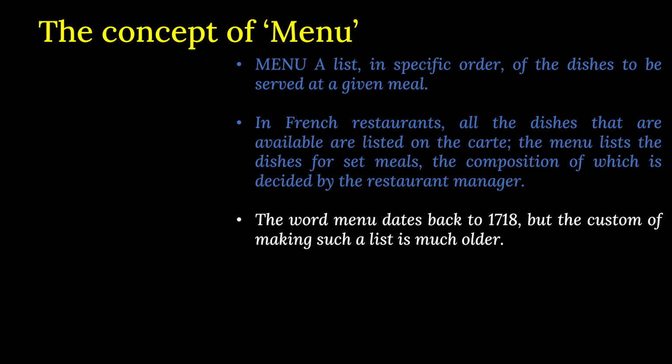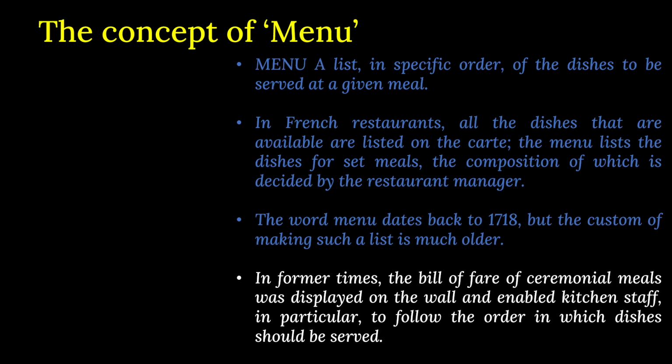The word menu dates back to 1718. You can well imagine how old it is, but the custom of making such a list is much older. In former times, the bill of fare of ceremonial meals was displayed on the wall and enabled the kitchen staff in particular to follow the order in which dishes should be served. So that is the whole concept of the word menu.